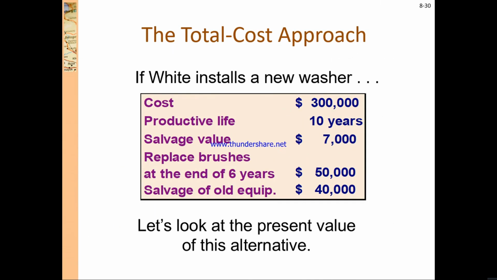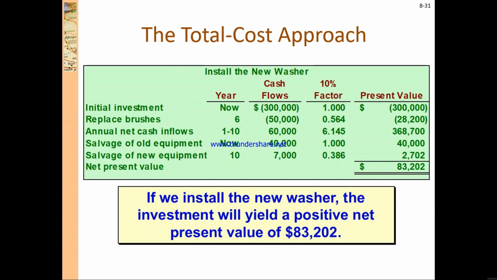Okay, so in the formula of the total cost approach, if White installs a new washer, then the respective cost and relevant information is given below. Cost 3 lakh dollars. Productive life is 10 years. Salvage value is 7,000. Replace brushes at the end of the 6th year, 50,000. Salvage value of the old equipment 40,000. Let's look at the present value of these alternatives.